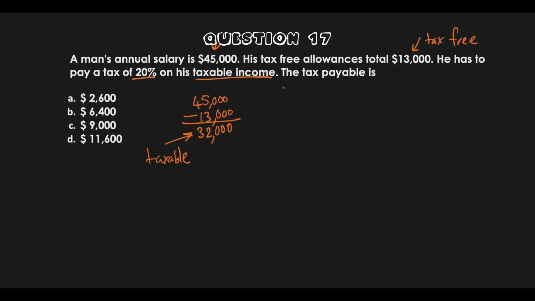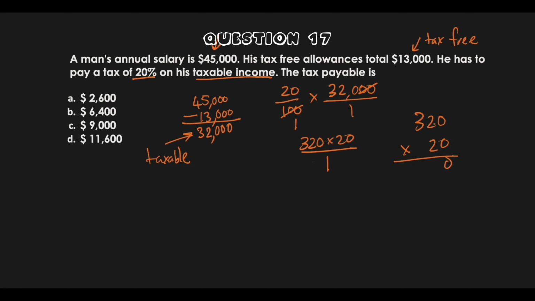So therefore, in order to figure out the tax payable, we have to find 20%. So 20 over 100 multiplied by the taxable income, which is 32,000. So 100 goes into itself once, 100 goes into 3,200 32 times. So now we have to multiply 32 by 20, over 1 times 1, which is just 1. So let's multiply that now.